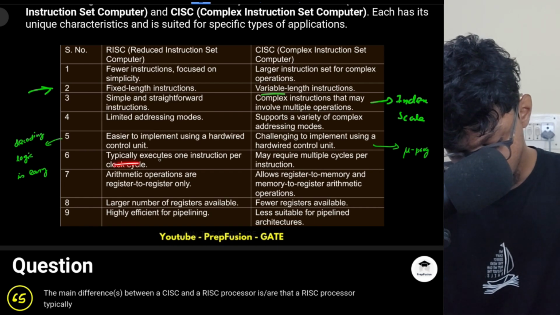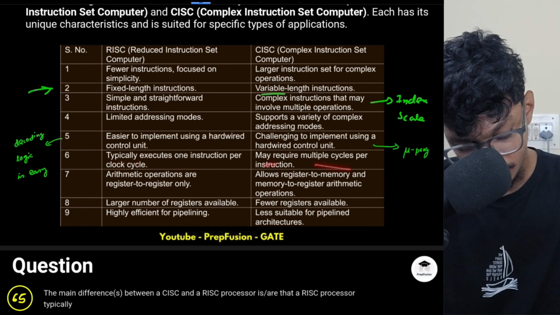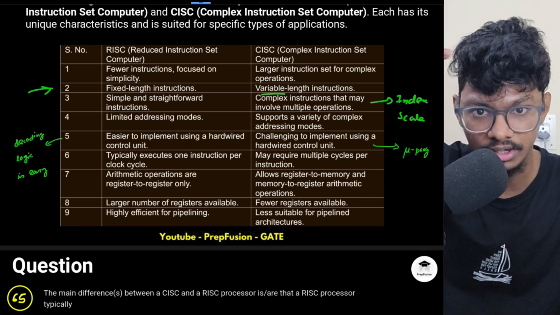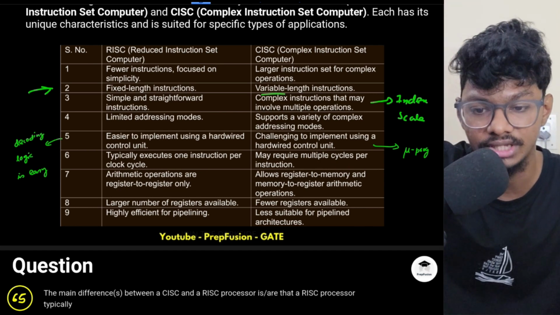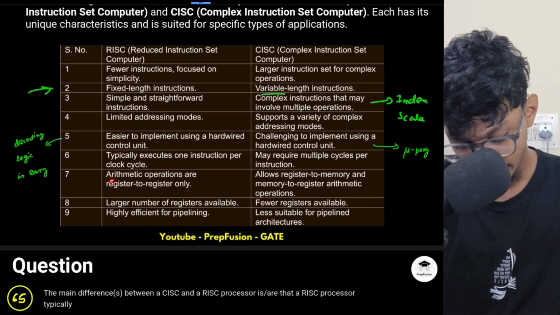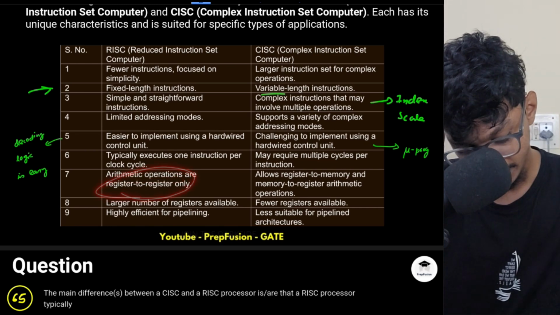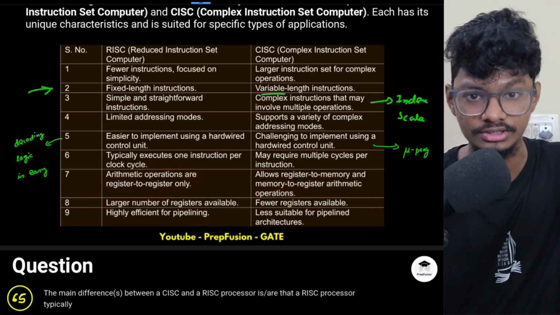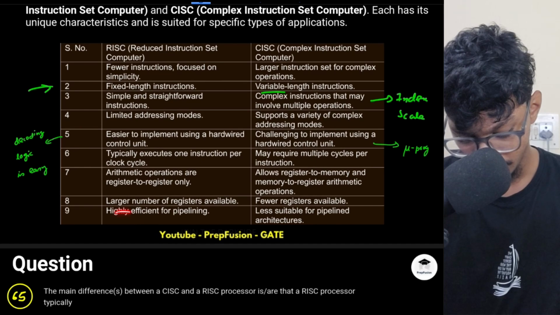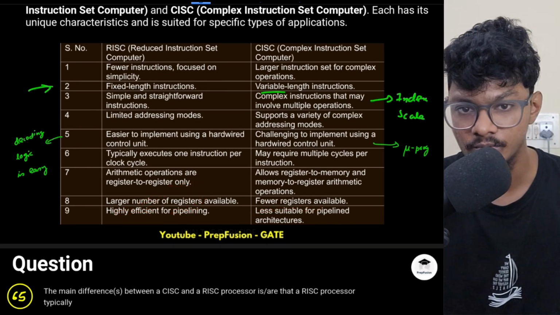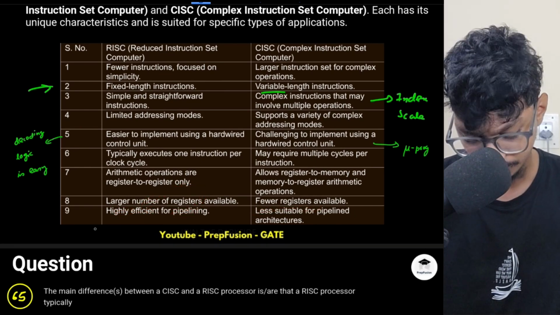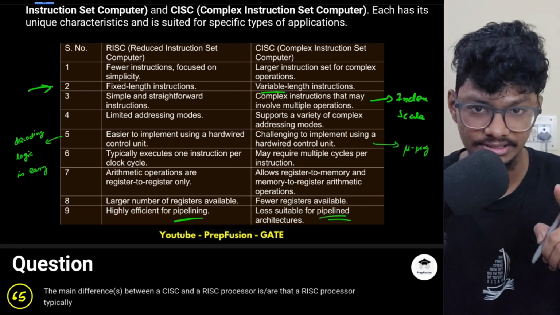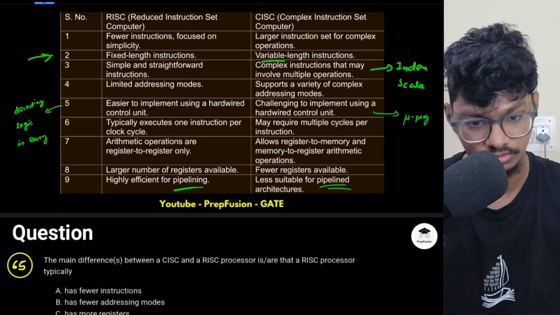A microprogrammed control unit typically may require multiple cycles per instruction, because the instruction itself is very difficult to understand, it needs to decode, and there can be multiple micro operations in one instruction. In RISC, arithmetic operations are register to register only. CISC allows register to memory and memory to register arithmetic operations. This is the difference. You should know these theoretical points for placements as well as GATE. RISC has a larger number of registers, CISC has fewer registers, because mainly we'll focus on memory and other things. RISC is highly efficient for pipelining. What do you mean by pipelining? We'll understand this in the next lecture. Don't worry about this right now.